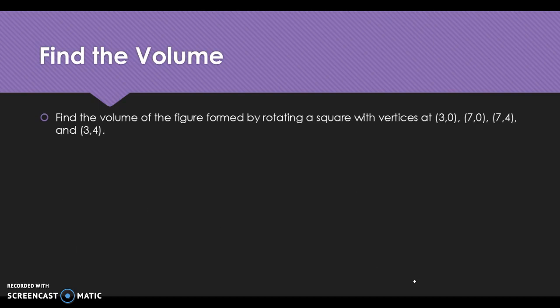And for another example, I want to find the volume of the figure formed by rotating a square with these vertices around the y-axis. Didn't put that on there, but we want to rotate this one around the y-axis. So a square and a rectangle are always going to give us a cylinder. And to find the volume of a cylinder, it's just base times height, or pi r squared times the height, because my base is going to be a circle.